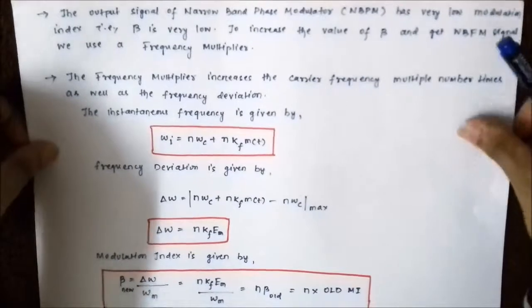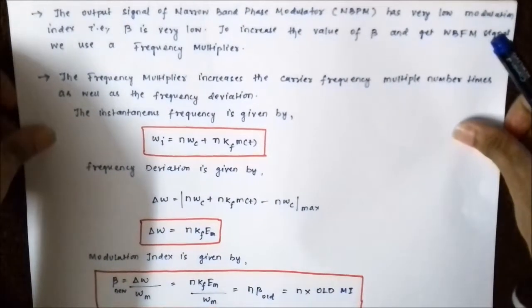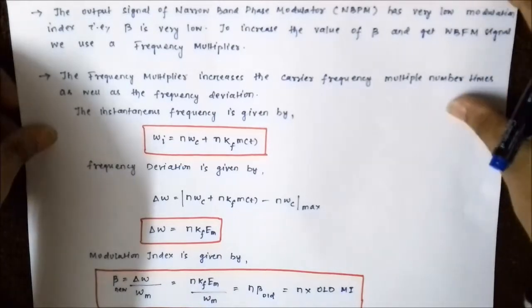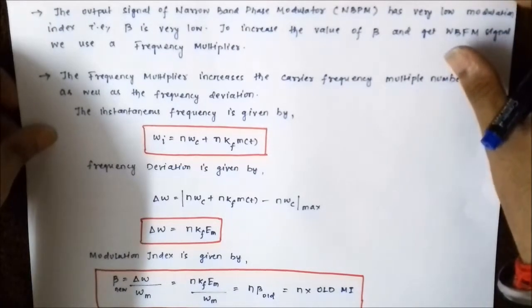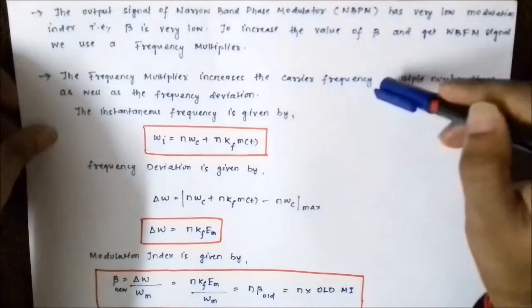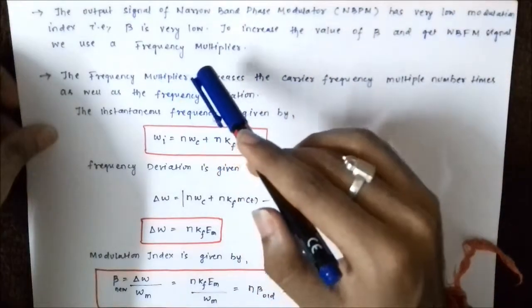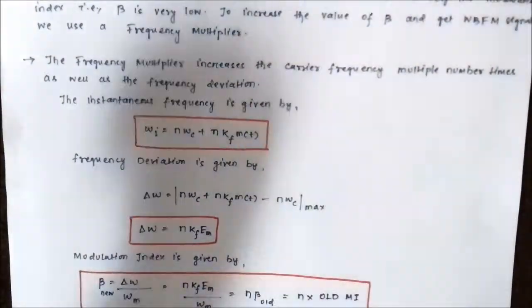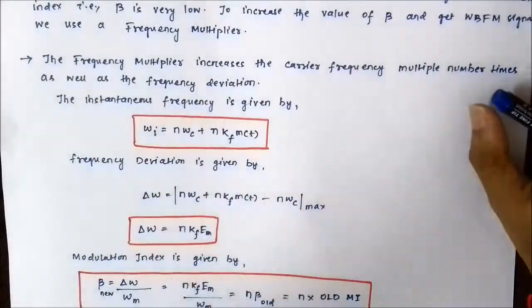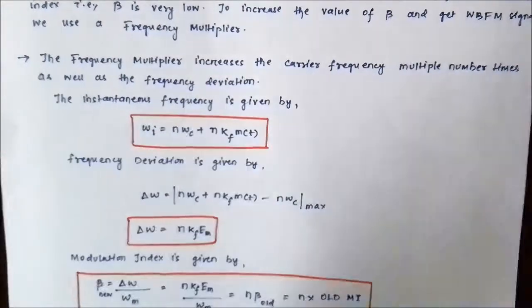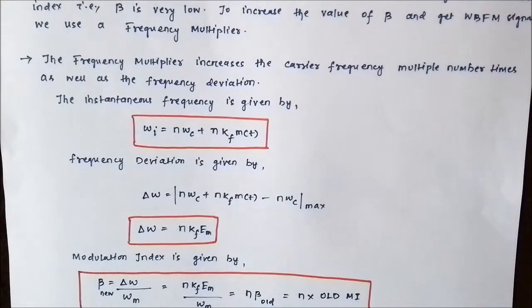The output signal of the narrowband phase modulator has a very low modulation index, as I have said. The beta value is very low. So, in order to get a wideband frequency modulated signal by increasing the value of beta, we need to use a frequency multiplier. What the frequency multiplier actually does is that it increases the carrier frequency n times, let's say.